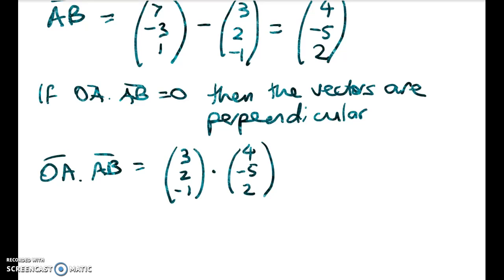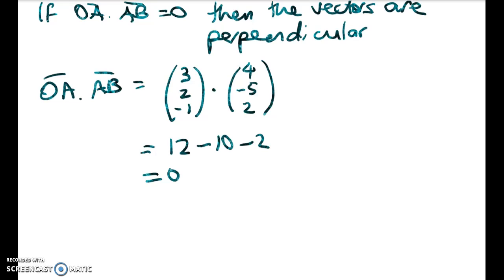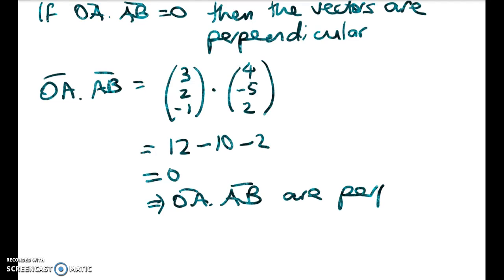Now, if you're a child genius and you can just look at that and see that it equals 0, that's not going to keep any examiner happy because we want to see that you get what the dot product is. So it's going to be 12 minus 10 minus 2 equals 0. So you must show some kind of thinking. So that means we've shown that OA and OB are perpendicular.